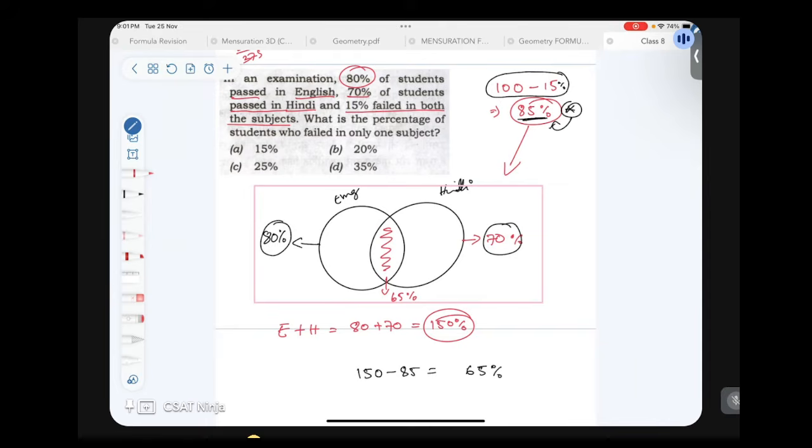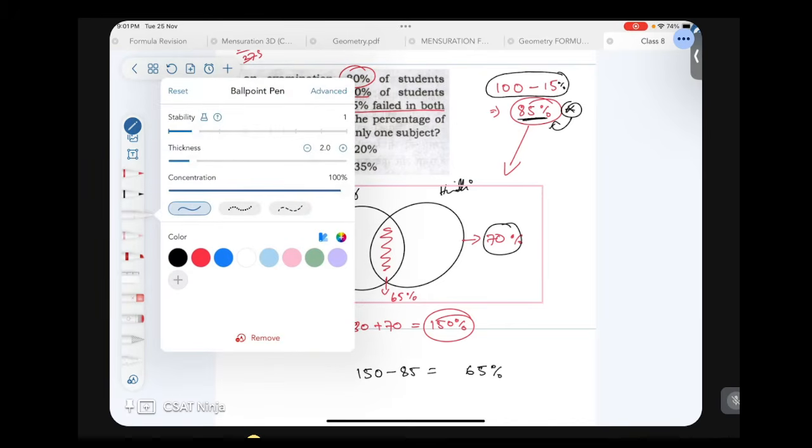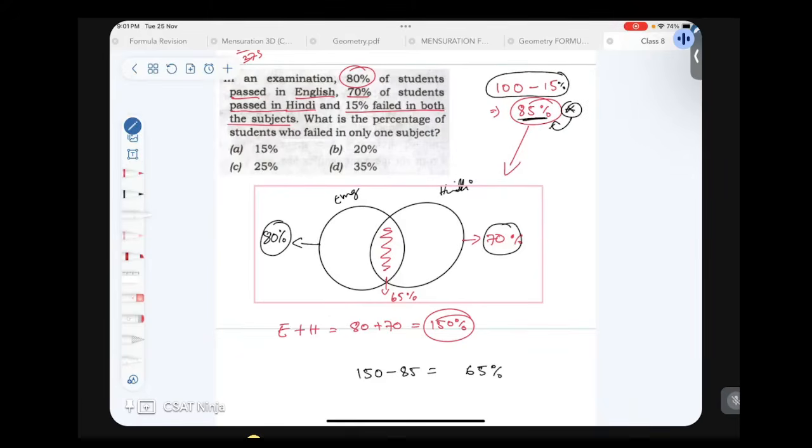But remember one thing, what is asked? We are asked to find the ones who have failed in only one subject. Only one subject. So I need to find the ones who have failed in only one subject. So what I'll do is I'll do like this. This is the people who have passed in both the subjects. That means the remaining will be the ones who have failed in both the subjects, right? Yeah. The remaining, not both the subjects.